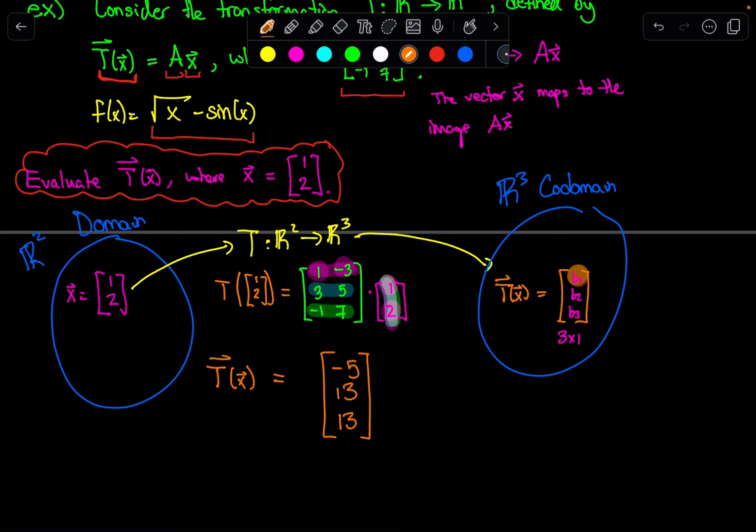And so it turns out that this particular T of x here is this vector -5, 13, 13. Okay, it lives in R3. So we have mapped an input vector from R2, and we now have an output vector that exists in R3.